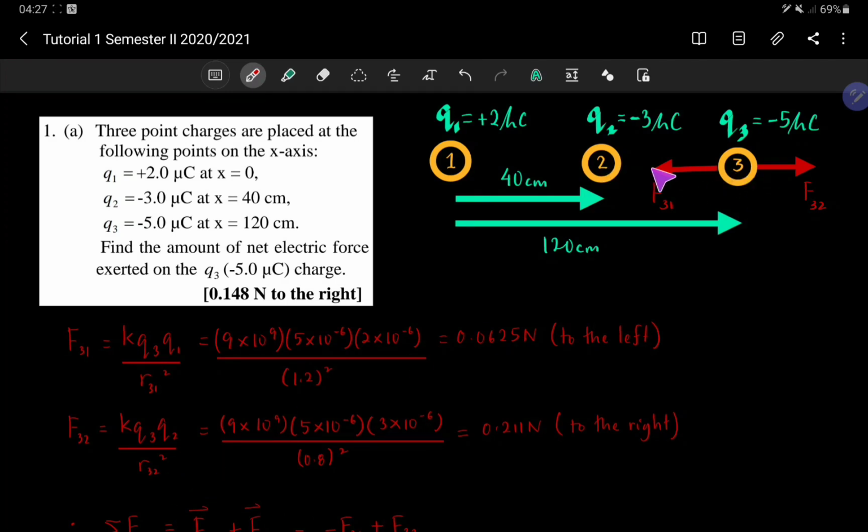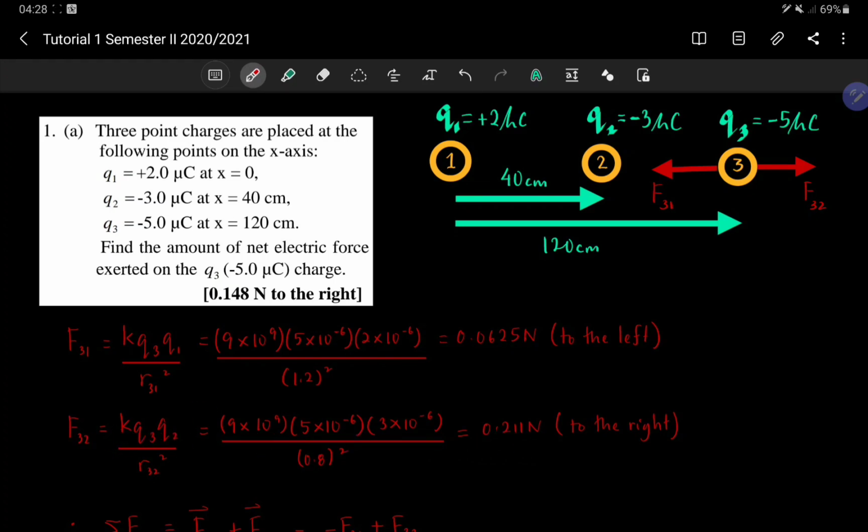Q3 and Q2 equals 120 minus 40, giving you 80 centimeters. So 80 centimeters still equals 0.8 meters. Remember, in any calculation, r or separation should be in meters. So we just substitute all the values. Again, force is a vector, so we just ignore the sign of each charge here, which is negative and negative. We just take its magnitude only, substitute, and then you will get the answers.